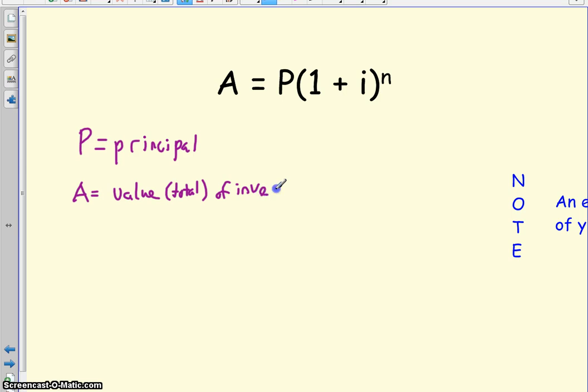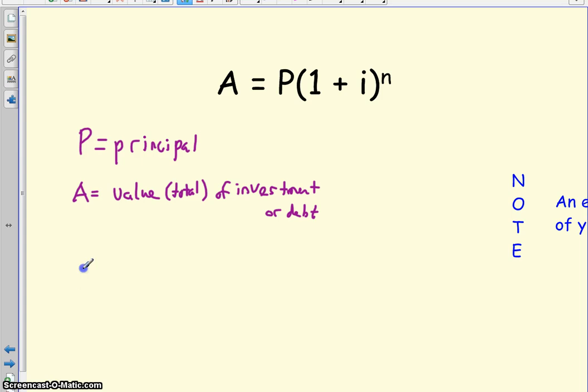And I should probably not just call it investment, because this could be a loan as well, so investment or debt, I should say. Okay, so after a certain amount of time, you'll have a principal that's going to grow to a certain amount that you either owe or that you've earned in terms of your investment plus your interest. So all that's left here is this I and this N.